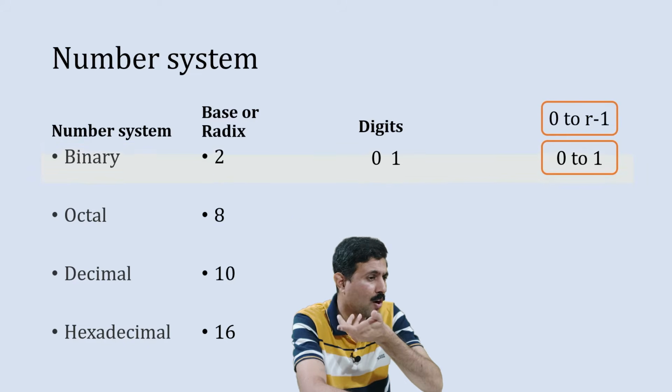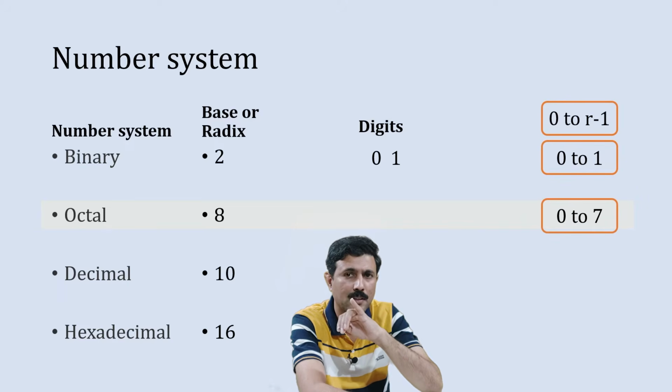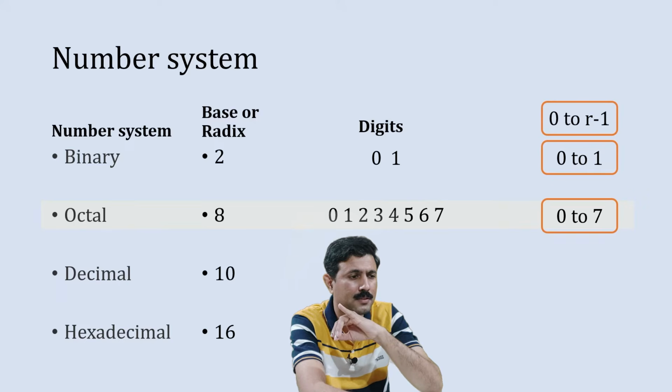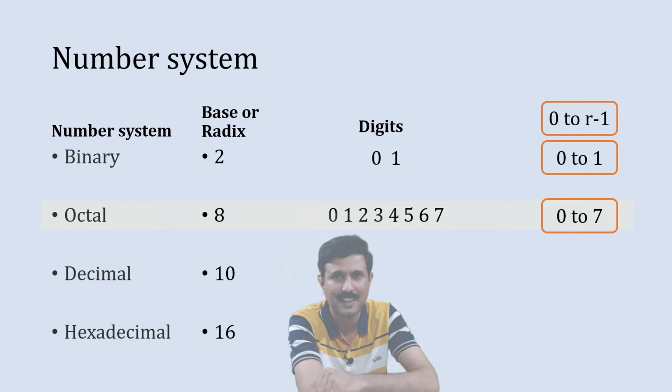Now if we talk about octal number system, the base is 8. So 8 minus 1 gives us 7. So 0 to 7, total 8 distinct digits we have in octal number system. And those digits are 0, 1, 2, 3, 4, 5, 6, 7. So these are the 8 distinct digits we have. And now the third system is decimal.